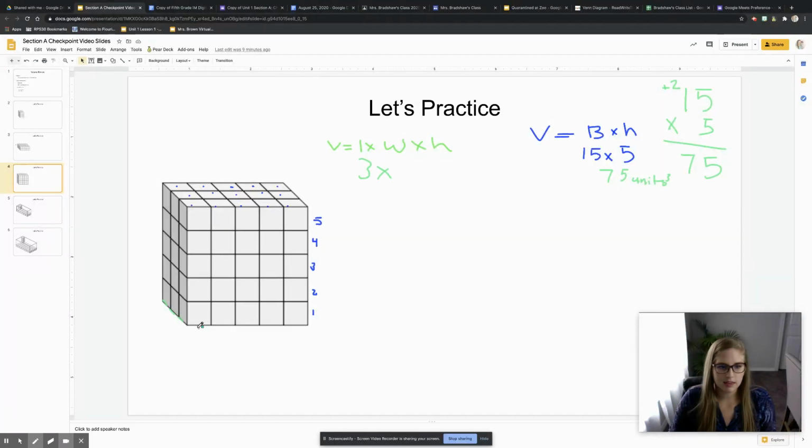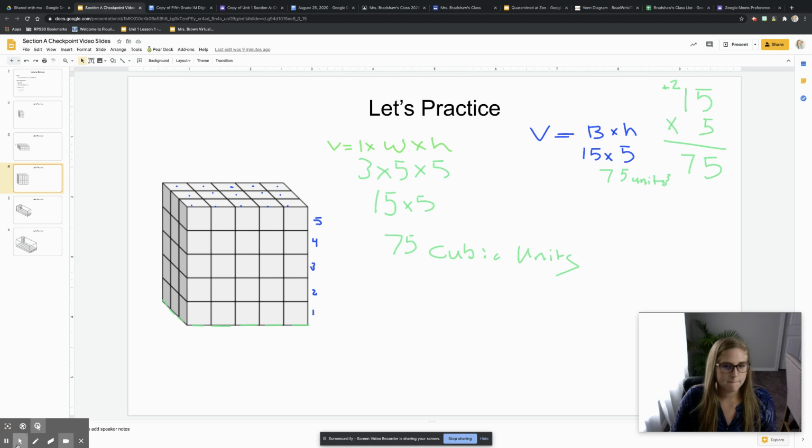times the width, 1, 2, 3, 4, 5, times the height, which we've already found out once, which is 1, 2, 3, 4, 5. And 3 times 5 is 15. 15 times 5, we solved it over here, is 75 units cubed or cubic units.